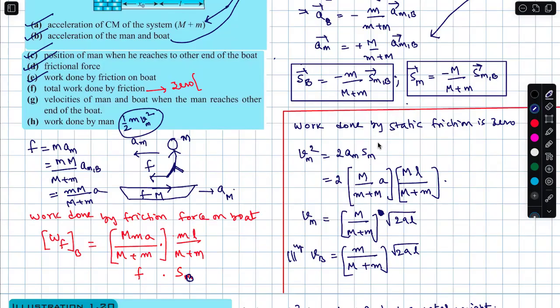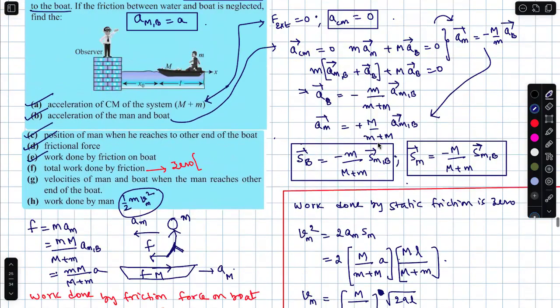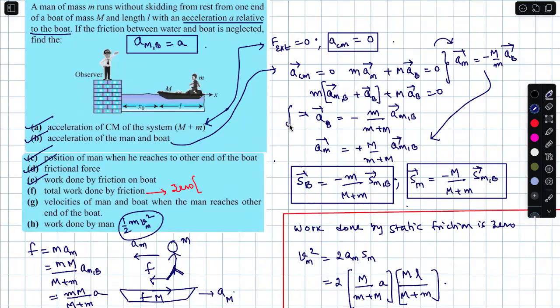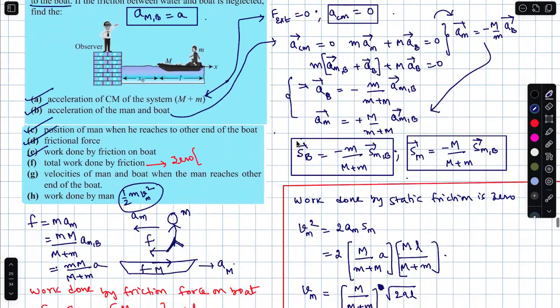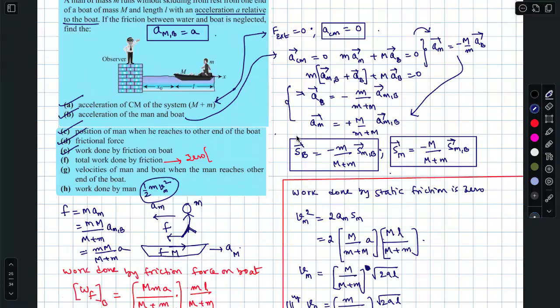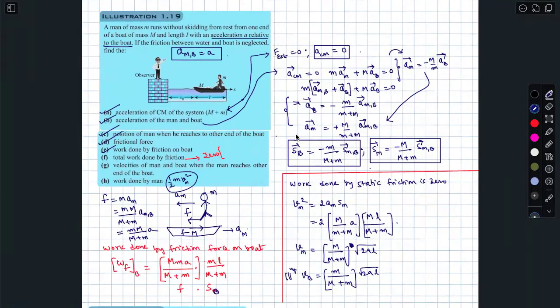Velocity of the man and boat when the man reaches the other end of the boat: v squared is equal to 2as, and with initial velocity 0, substitute. Similarly for the other. But the only painful part in this is these two conversions. If we are good at these two conversions, your question is done. Now see the question as a whole and post me a comment. If you have any doubt, ask me now.